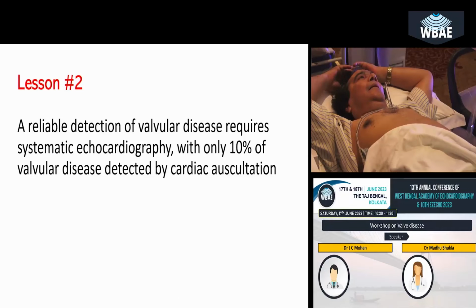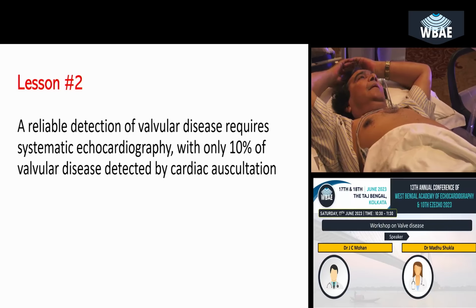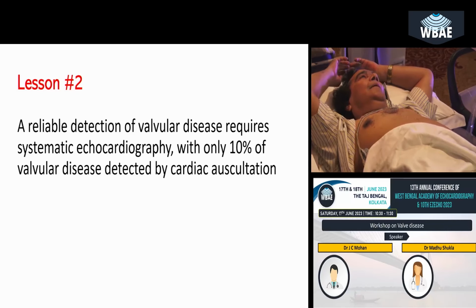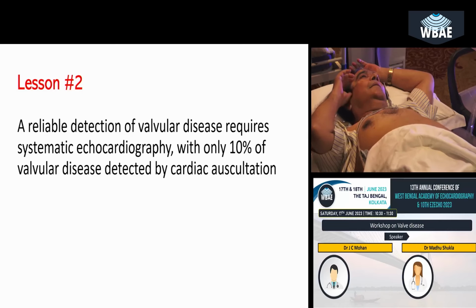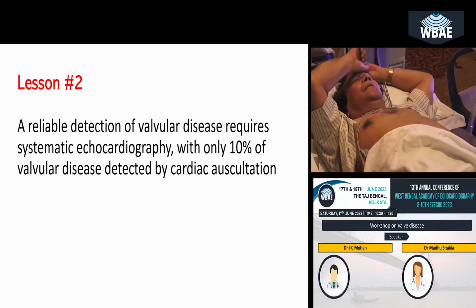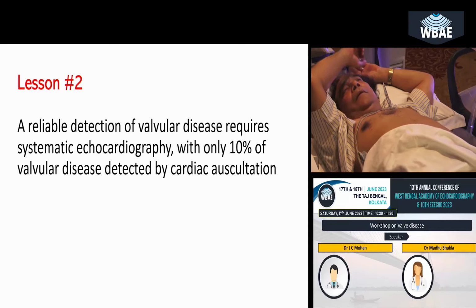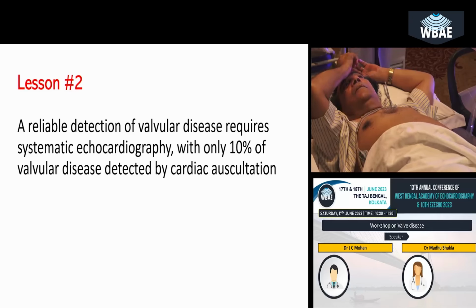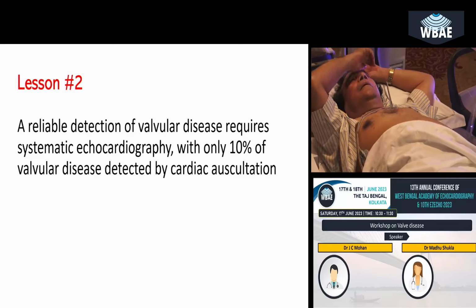A reliable detection of valvular disease requires systematic echocardiography. The reason? By auscultation, you can only diagnose 10% of all valvular heart disease. So as good as you might consider yourself as a clinician, keep in mind that auscultation has limitations. I spent my whole life auscultating patients and trying to get students to commit to what kind of lesion it is and what the severity is. The fact remains that auscultation plays a small role.